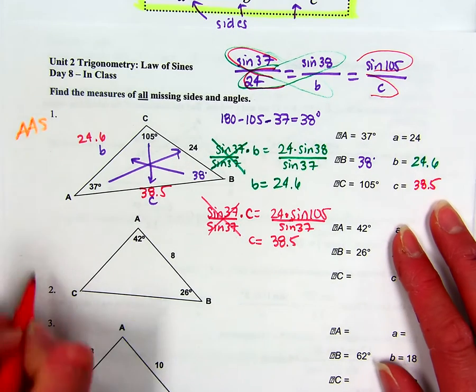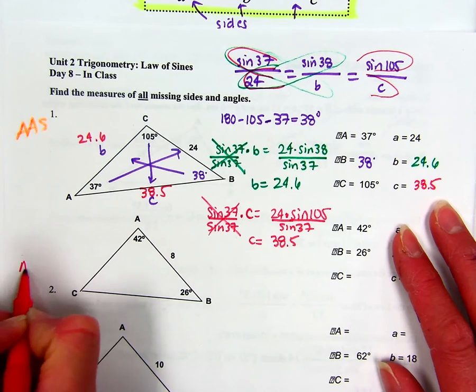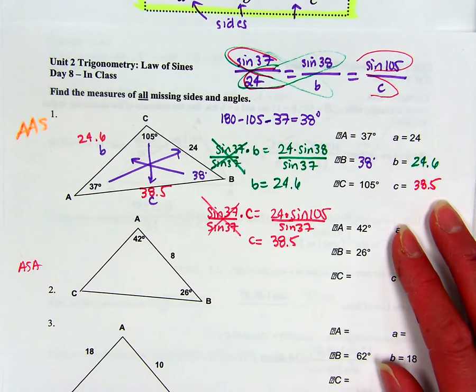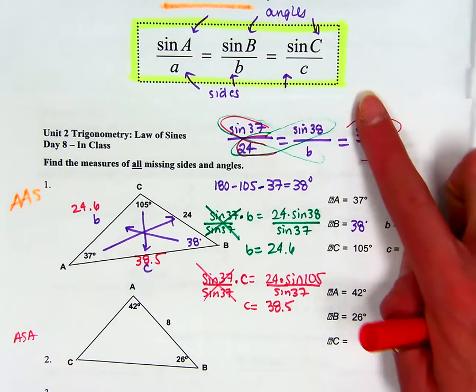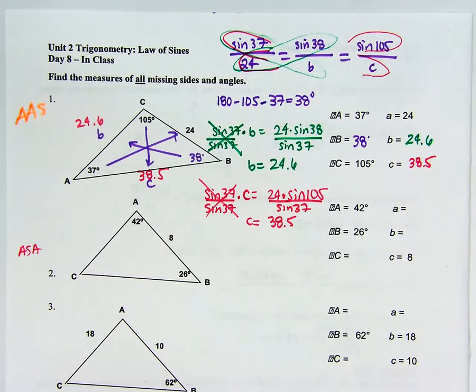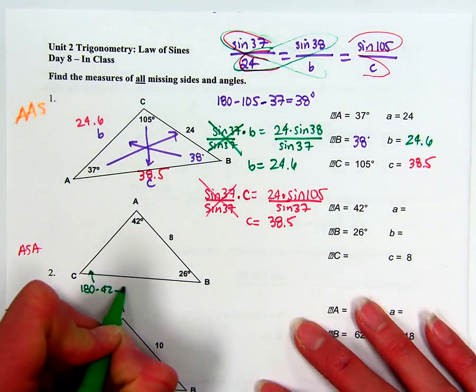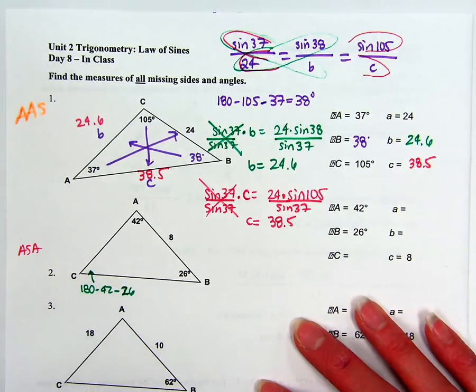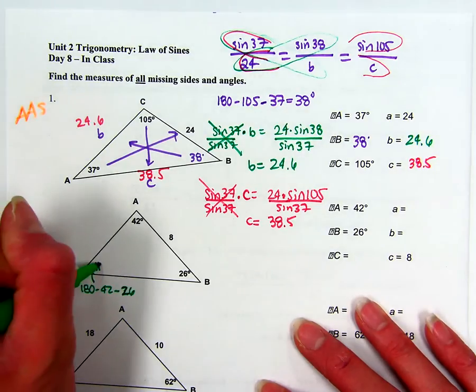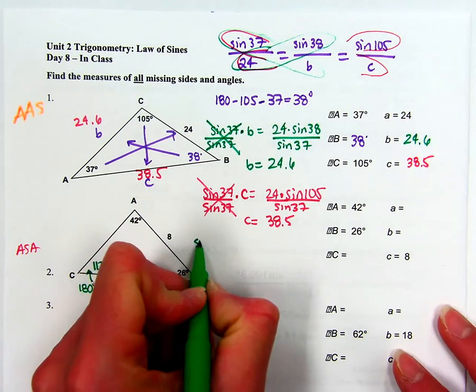So number 2, we have angle, side, angle. So that's a situation where you can use law of sines again. So here we're going to use this formula. All right, I'm just going to set up everything I know. Since I already know 2 angles, let's just automatically find our third angle by subtracting from 180. So 180 minus 42 minus 26 gives us 112. All right, so now I'm going to set up my 3 fractions.